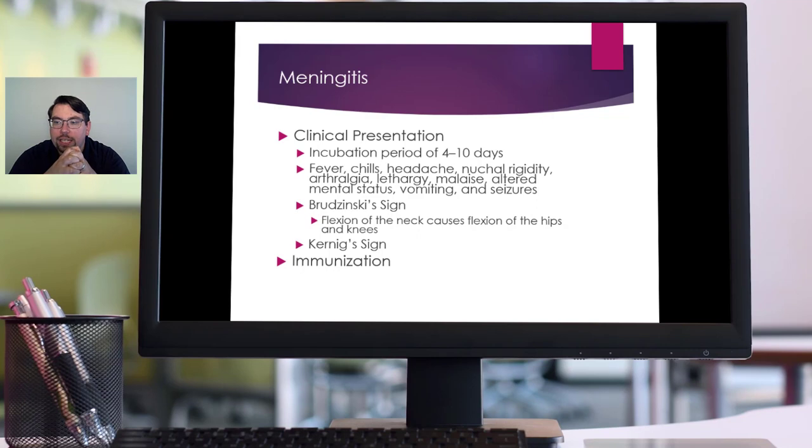This is where flexion of the knees causes flexion of the hips. The Brudzinski sign is where flexion of the neck causes flexion of the hips and knees. So in essence, as they try to tuck their chin down, they're going to draw their knees and hips up towards their head. We may also see a positive Kernig sign, and we know that most of the time when we're dealing with this, it's not possible for us to get an immunization that can really do much.